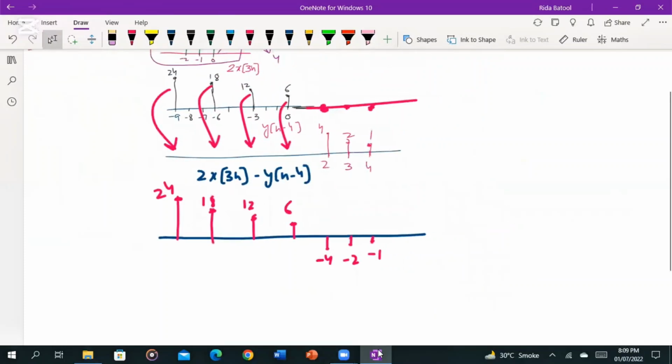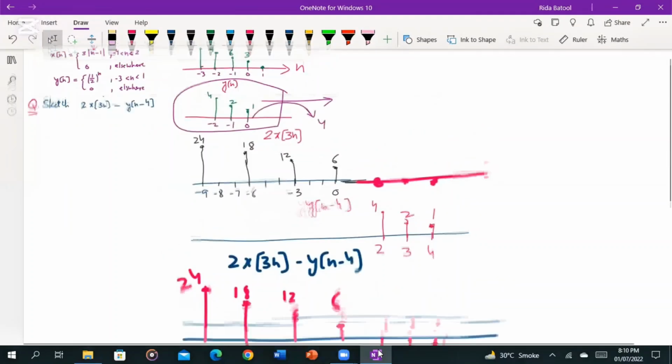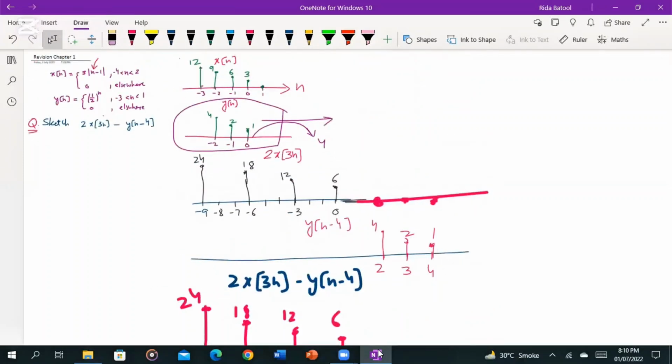Is it clear? Yes, sir. This is how we sketch signals in discrete time. Can you do the same operation for continuous time signals? Then it will be the same, right? Plotting is always the same. But what about the addition and subtraction? How will those operators be applied?